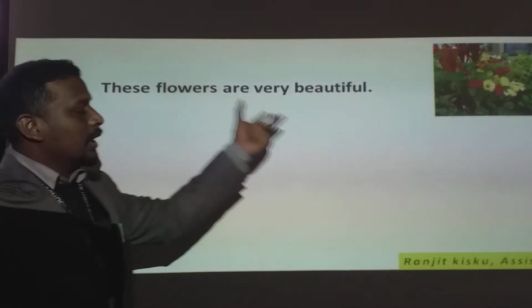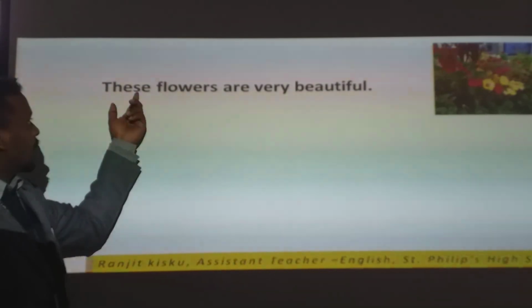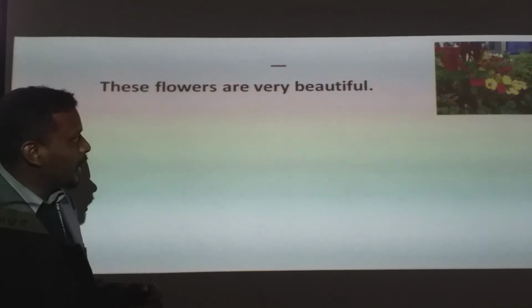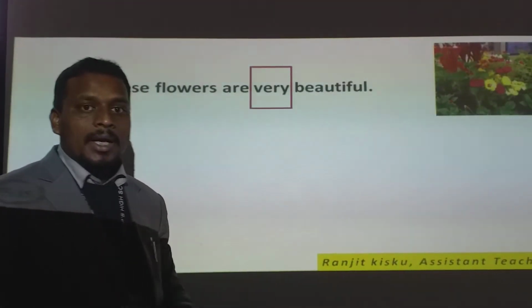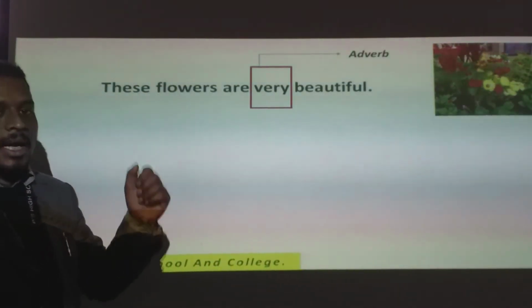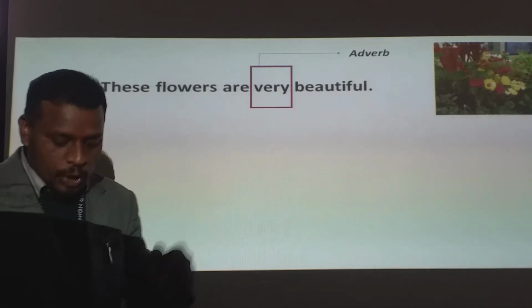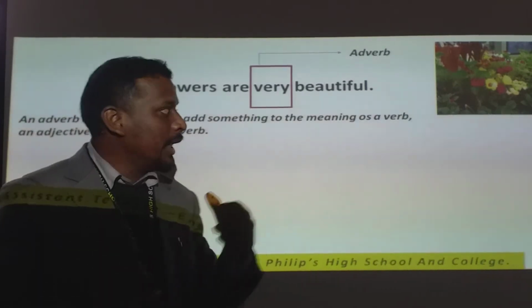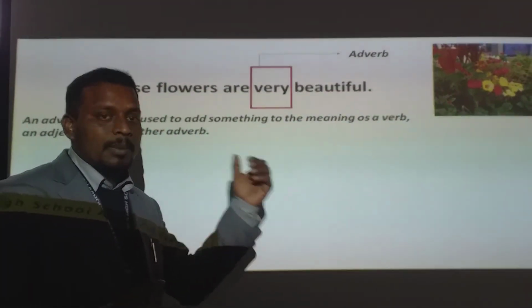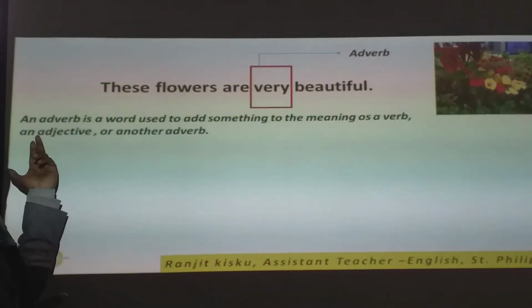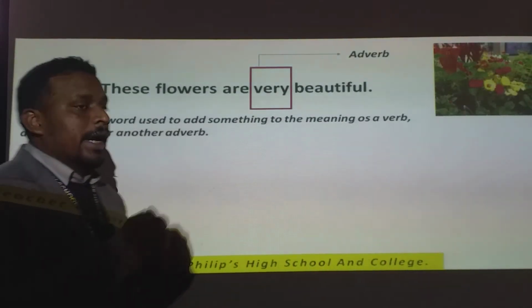Okay, let's go ahead. Then the fifth example you can see on the screen. These flowers are very beautiful. Here the highlighted word is very, and it has a name. Let's see the name. Very is an adverb, and what does it show? Let's see. An adverb is a word used to add something to the meaning of a verb, or of an adjective or another adverb.